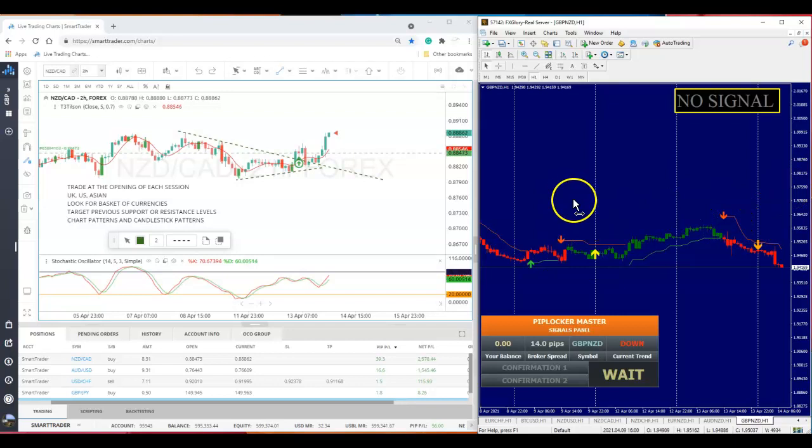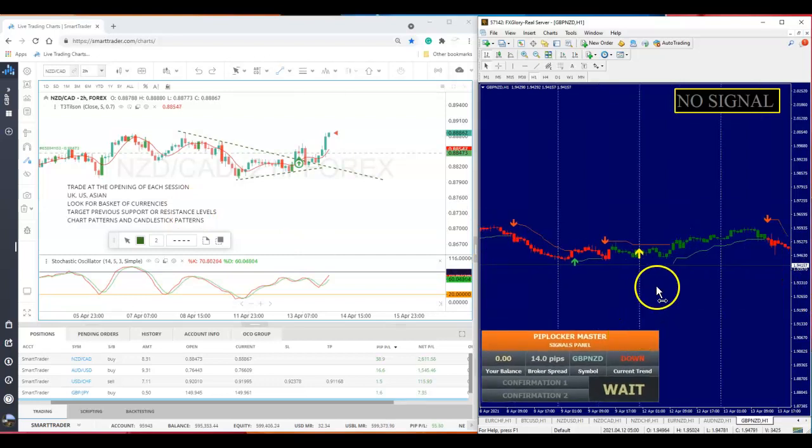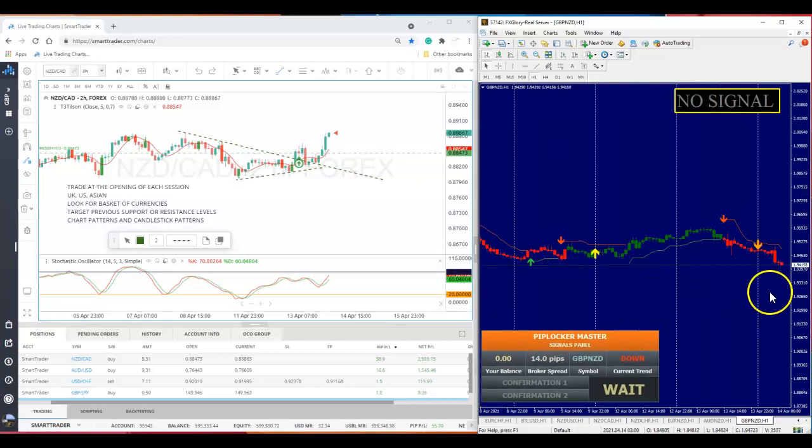because what's frustrating is generating a signal and it turns out to be a false signal. So if you use the basket of currency strategy, then the likelihood of you getting a false signal is, it's not going to happen. I haven't had that happen. So that's one way. The other way is using chart patterns.